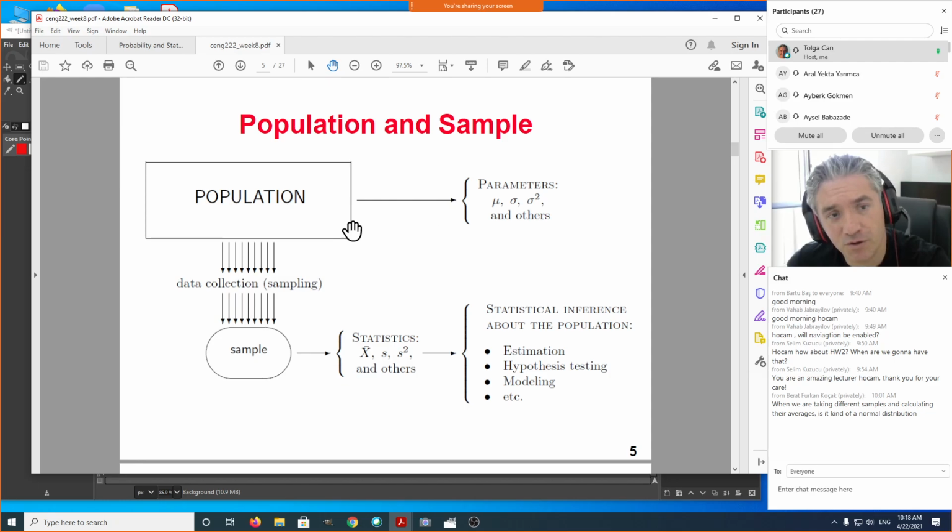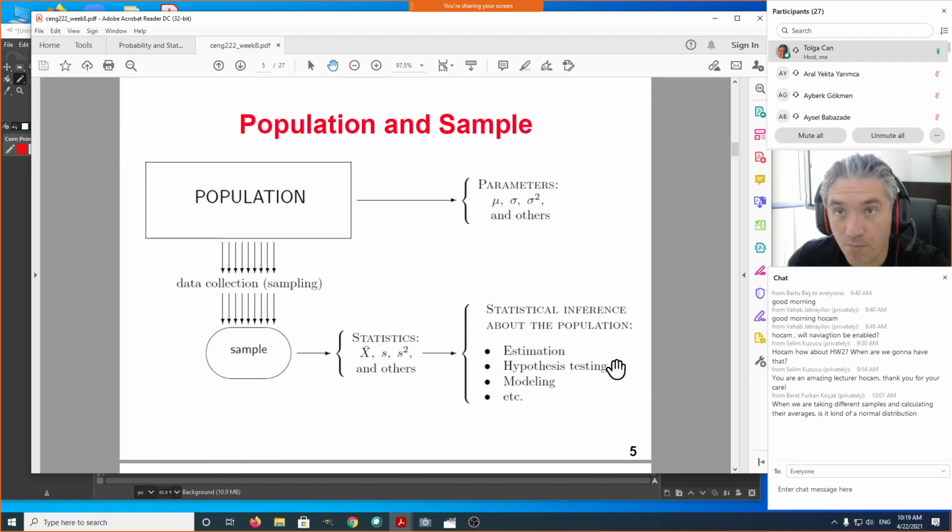But this figure also shows the relationship between a population and a sample. From a population, collecting data, we get a sample. If we have a sample, we can directly compute statistics about it, like x bar, the sample standard deviation, and sample variance. These are most of the time not directly known for the population. Mu, sigma, and sigma squared are the parameters of the population. When we do inference about the population, this is called estimation.